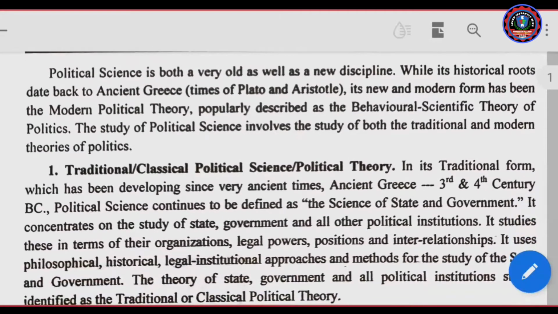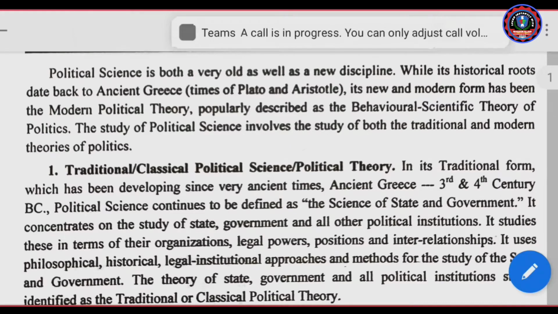You can see here, it is mentioned in the first sentence, political science is not a subject, it is a discipline. Political science is a discipline. Being a discipline, it is very, very old. It dates to the times of Plato and Aristotle. Plato and Aristotle were the ones who introduced the city-states and all.